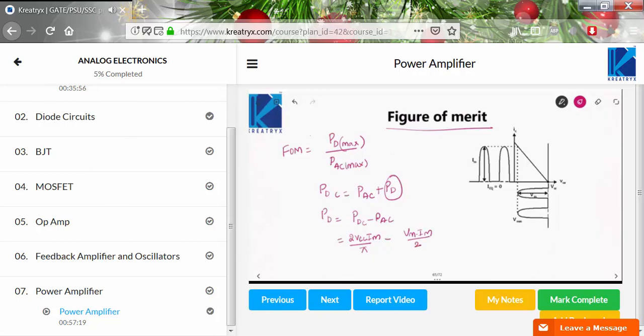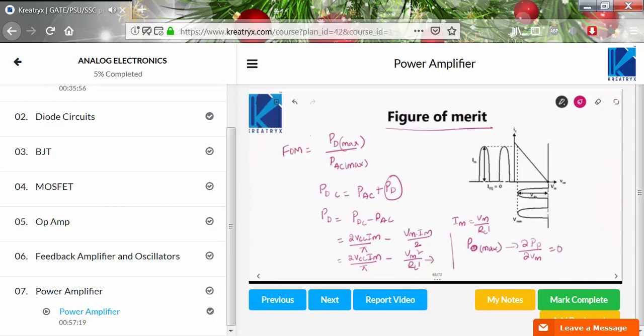But actually what about the IM in terms of load? Actually IM is VM by RL dash. Now PD is equal to 2 VCC into IM by pi minus VM square by RL dash. Here the PD varies with what? Actually VM, right? So to find the PD max, we have to make the condition, that is dou PD by dou VM equal to 0.